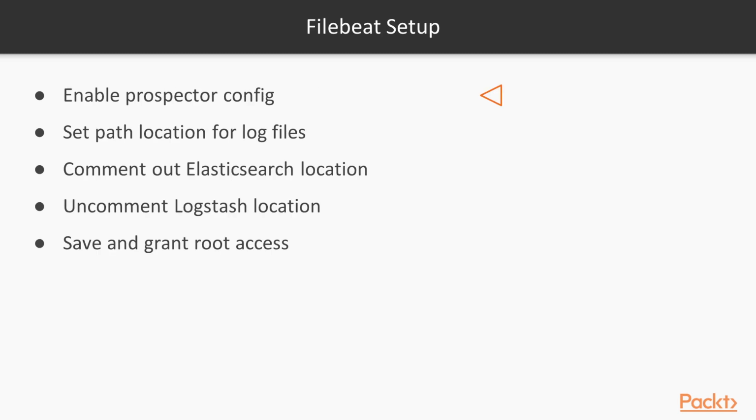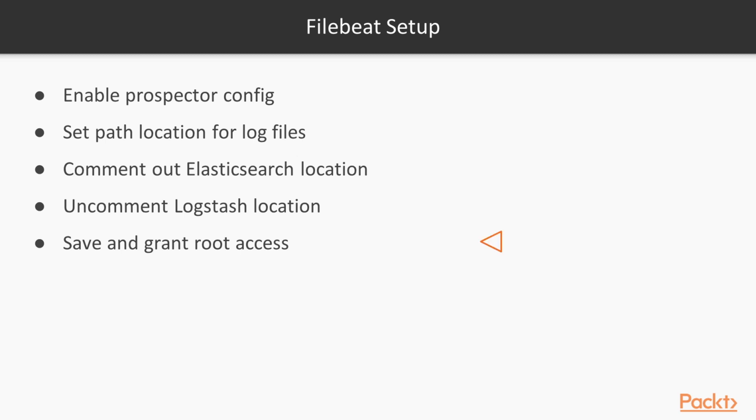Looking at Filebeat, we have the following required steps for configuration. Within a configuration file, you need to first set the prospector configuration to true. Next, put the absolute path to the files in the path location. Then you must comment out ElasticSearch, the ElasticSearch location that is, because we won't be using that information. Instead, we will need to uncomment the Logstash location information because we'll be using Logstash.